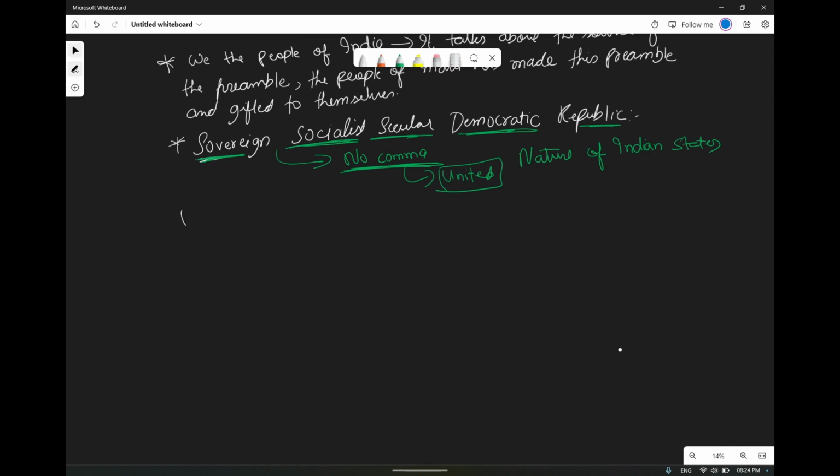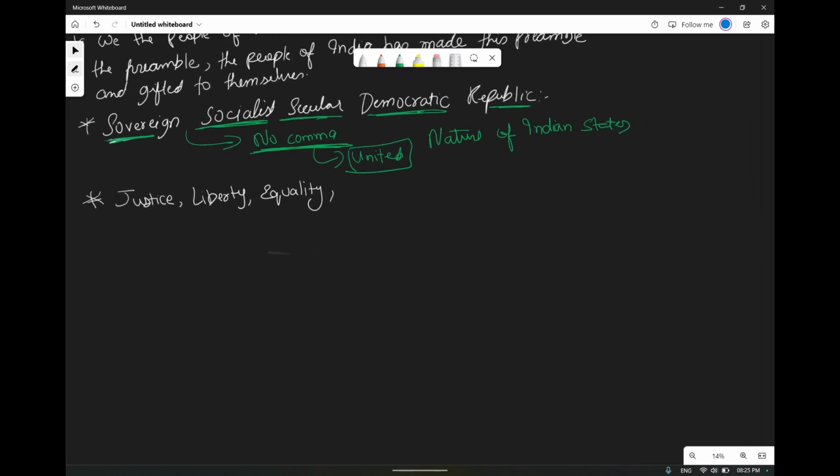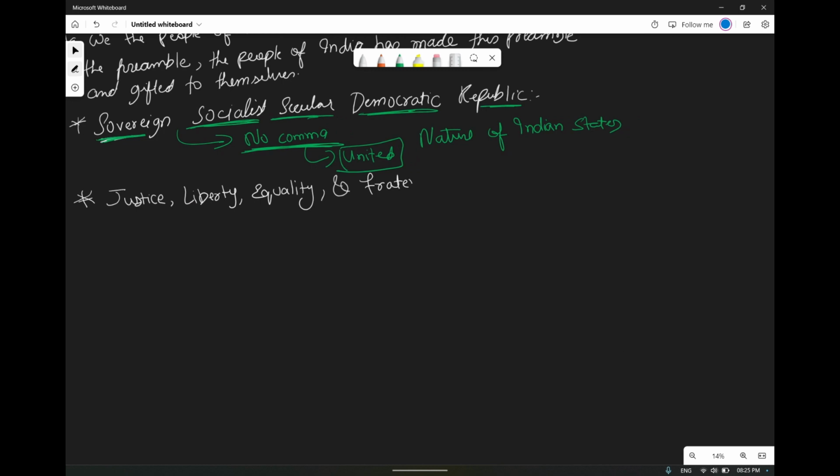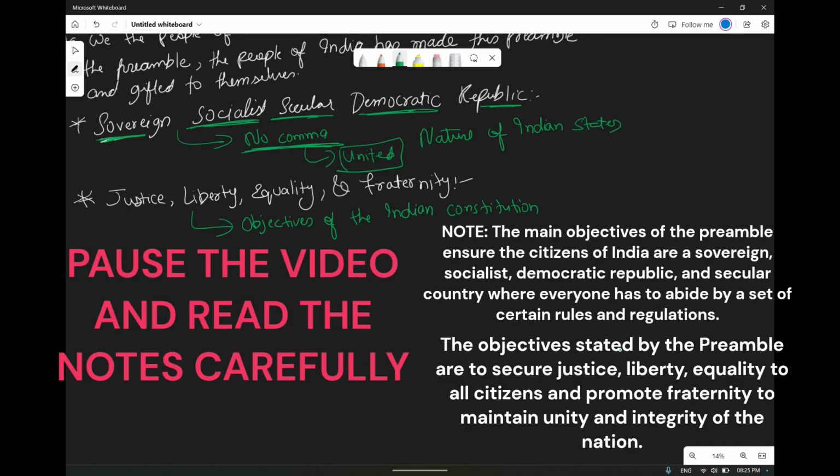Okay, now the other thing. We have written justice, liberty, equality and fraternity. Here commas are used. Justice, liberty, equality and fraternity. What exactly does this mean? This symbolizes the objectives of the Indian Constitution. It tells about the objectives of the Indian Constitution: justice, liberty, equality and fraternity.